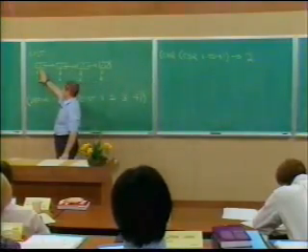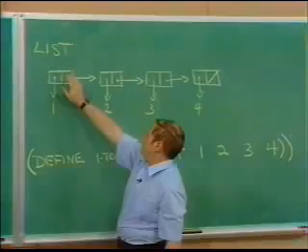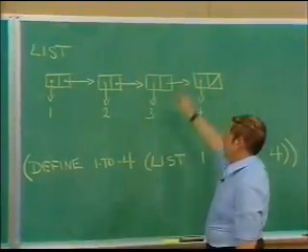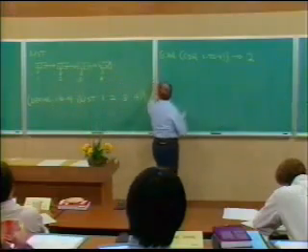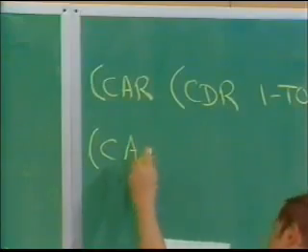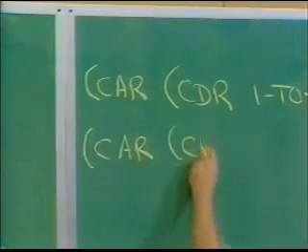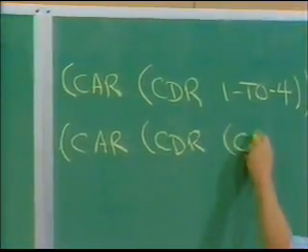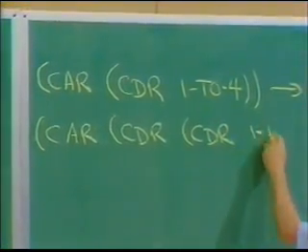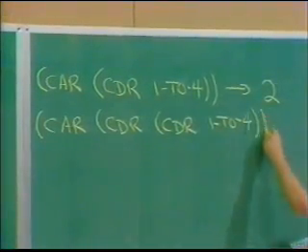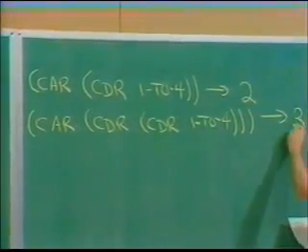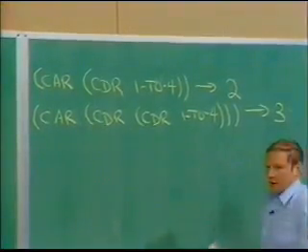Right, that's the right answer. I take this thing, I take the cooter of it, which is this much, and the car of that is 2. And then similarly, the car of the cooter of the cooter of 1 to 4, cooter, cooter, car, would give me 3, and so on.